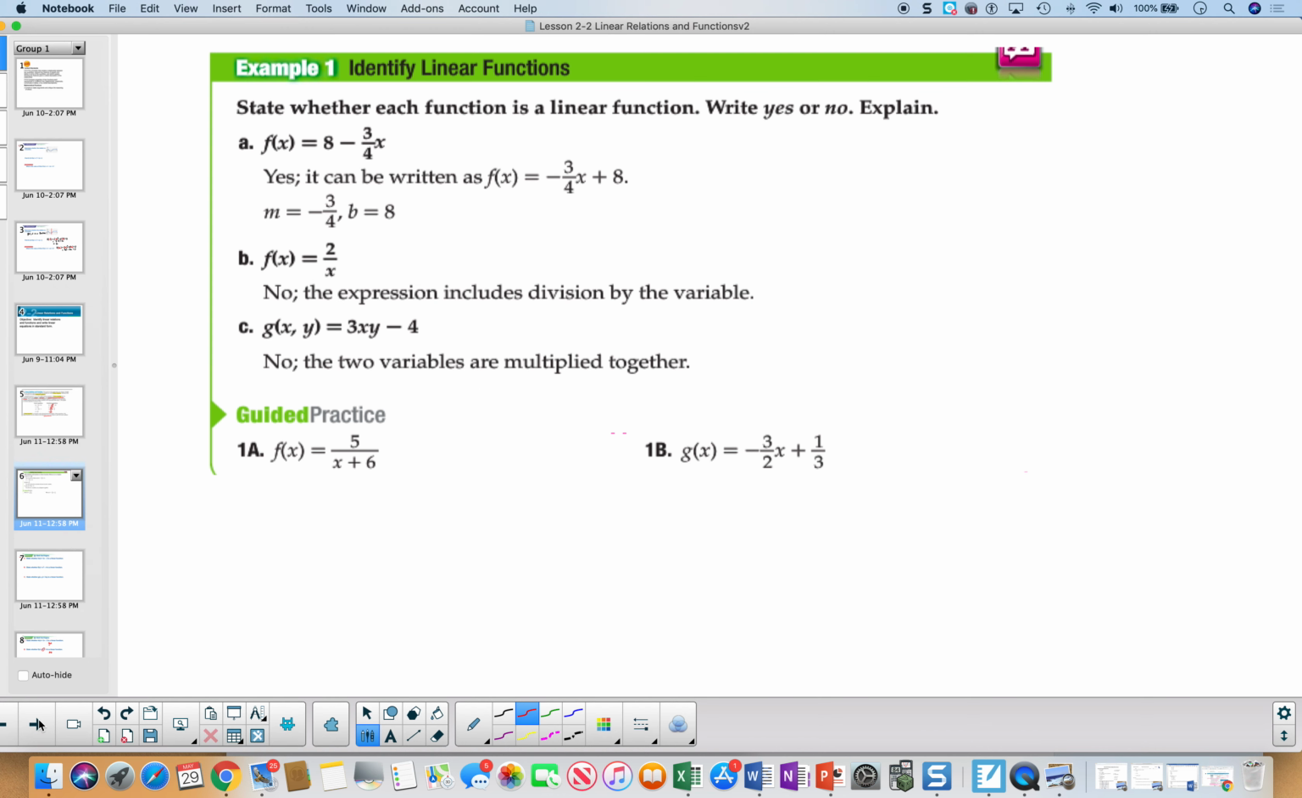Let's take a look at and state whether this is a linear function. We can see that we can rewrite this as mx plus b by just switching this around. So the answer is yes. Now the variable is in the denominator, so that's why this is not linear, and the two variables are being multiplied together, so the answer is no. All right, so is this a linear function? The answer is no. Why? Because the variable is in the denominator. Over here, this looks like mx plus b, and so the answer is yes, this is linear.